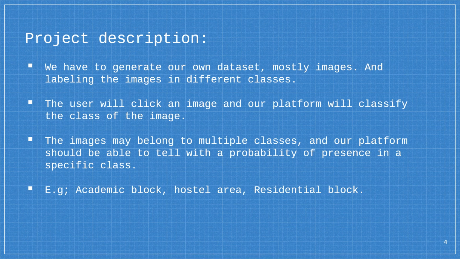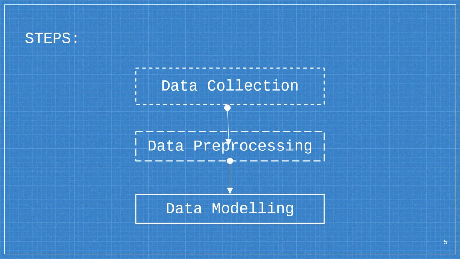The user will have to input an image and the platform will classify the image into the different classes that it belongs to. This platform does multi-class classification, meaning our platform should be able to tell with a probability the presence of a specific class. For example, an image may belong to an academic block and then further belong to A13. The steps that were followed in this project were data collection, data pre-processing, and data modeling. Now I'll pass on to my colleague Shivam for the explanation of the next part.